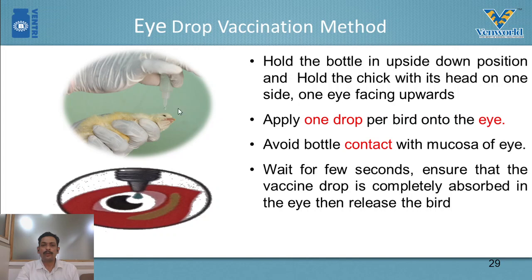Apply one drop, only one drop onto the eye. Avoid contact of the bottle with the mucosa of the eye. So that we have to take care of during this vaccination. And after that, wait for a few seconds. Ensure that the vaccine drop is completely absorbed in the eye, then release the bird. So this is the eye drop vaccination method.